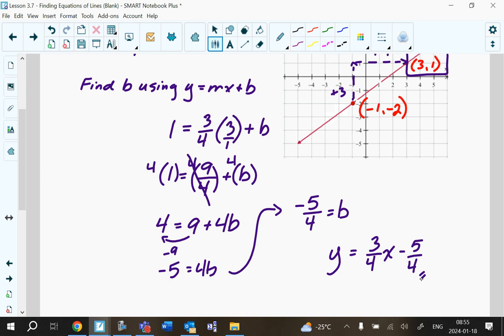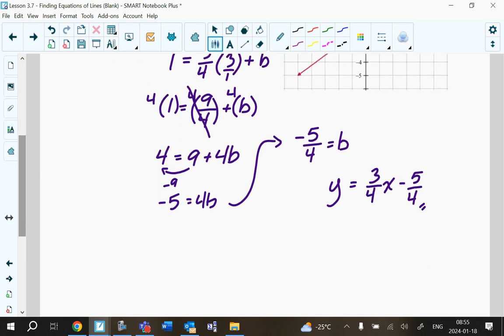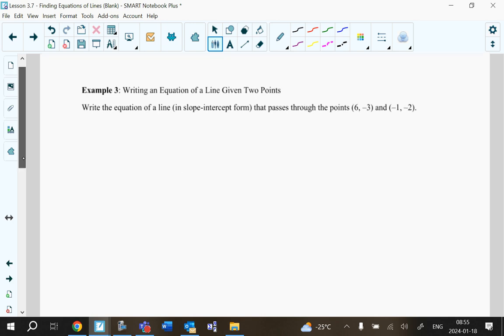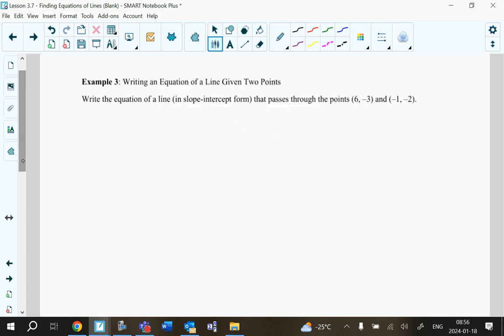Okay, I think, yeah, this is the last one I want to do today. We'll talk about another way to find an equation of a line tomorrow that involves perpendicular and parallel. So, okay, so write the equation of a line that passes through the points, and then you're just given them.